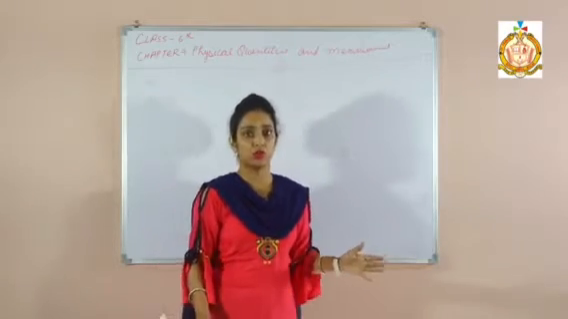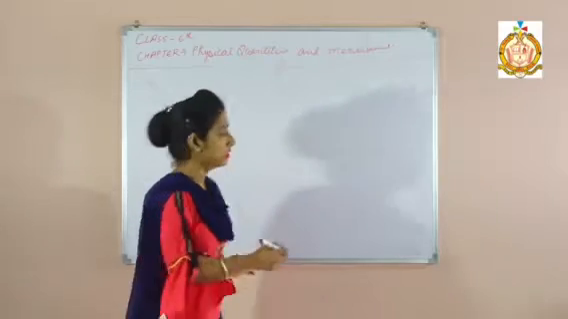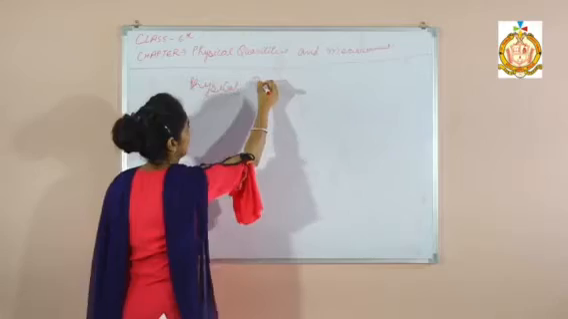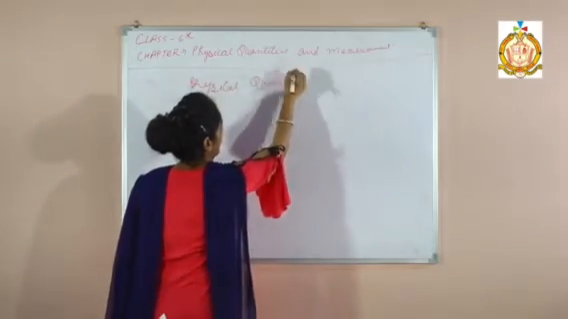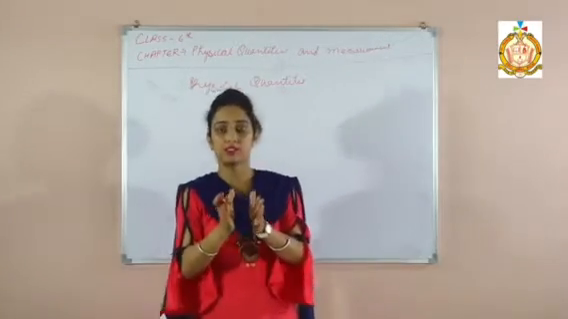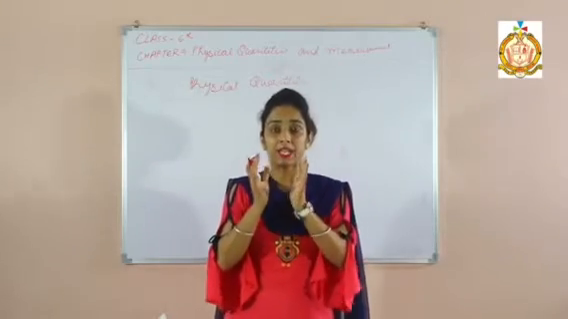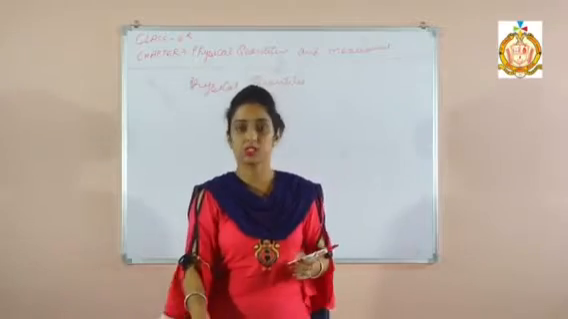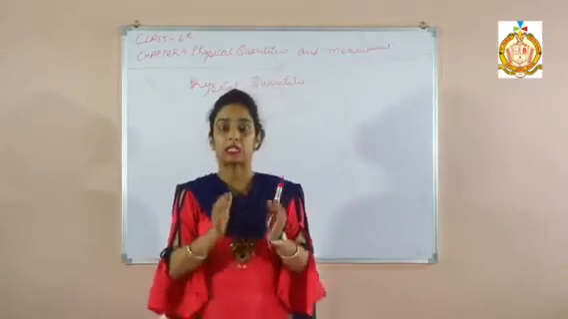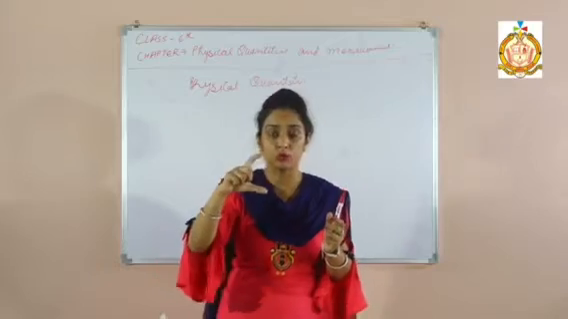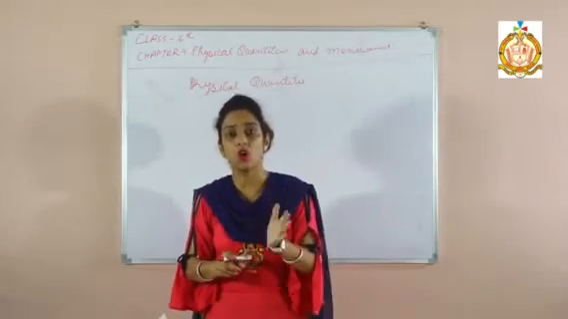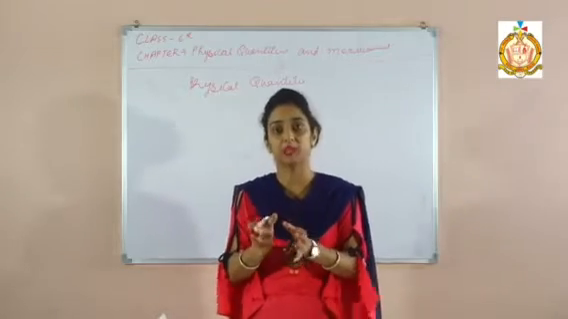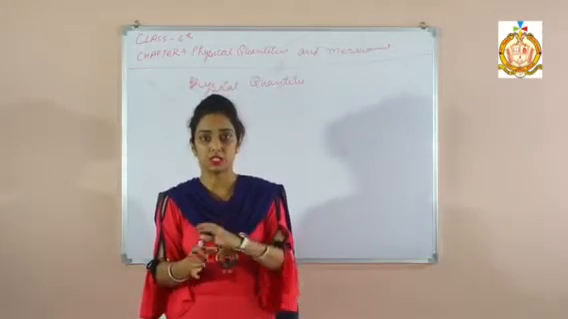Today we are going to start a chapter, physical quantity and measurement, of class 6th. So students, first of all, what is a physical quantity? A physical quantity is something that can be measured. Like this is a marker, we can measure it. This is a scale, we can measure it. The length of the room, amount of the water in a glass, these all are physical quantities. So in simple words, something that can be measured is called a physical quantity.